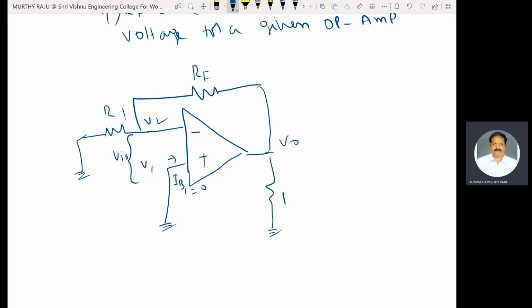V0. This one is RL. IB2 is equal to 0, but VIO, the input offset voltage, is present. Find out the output offset voltage due to this one.